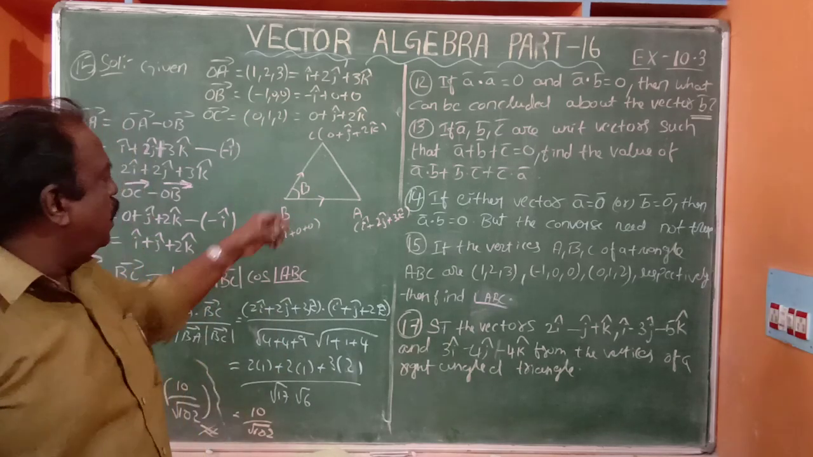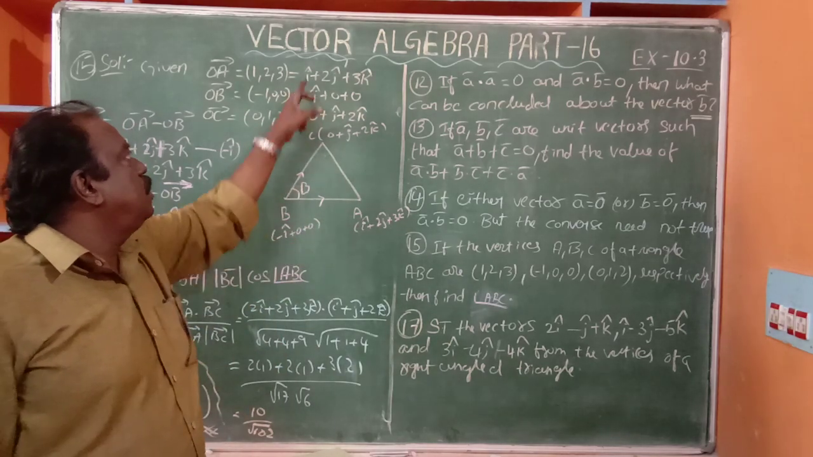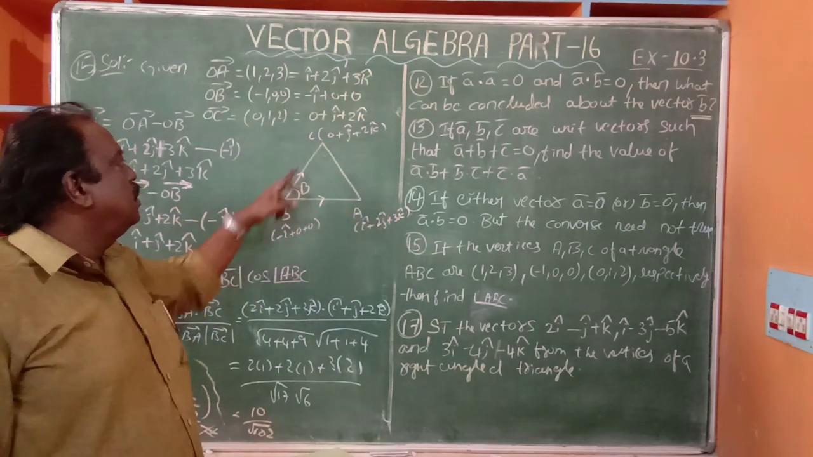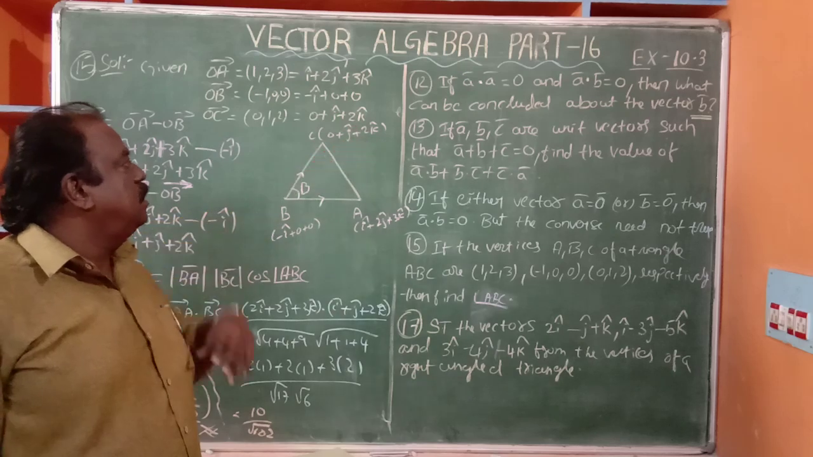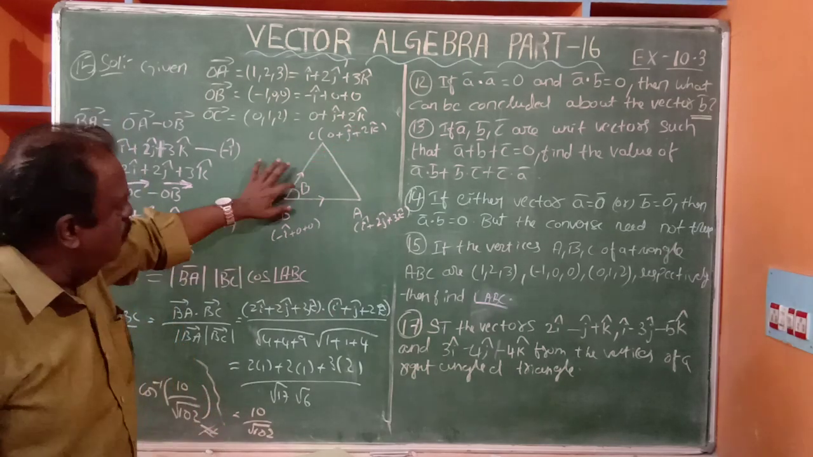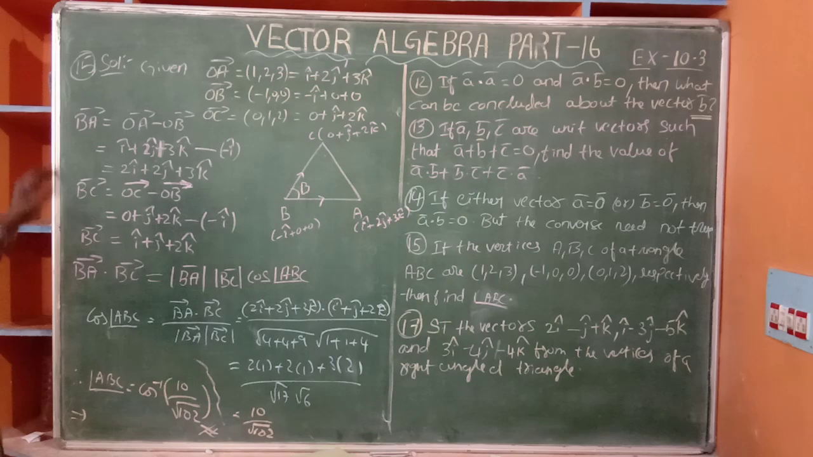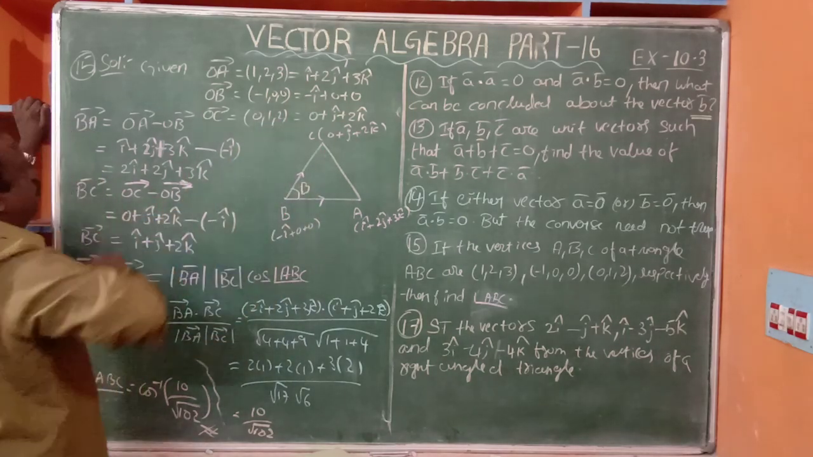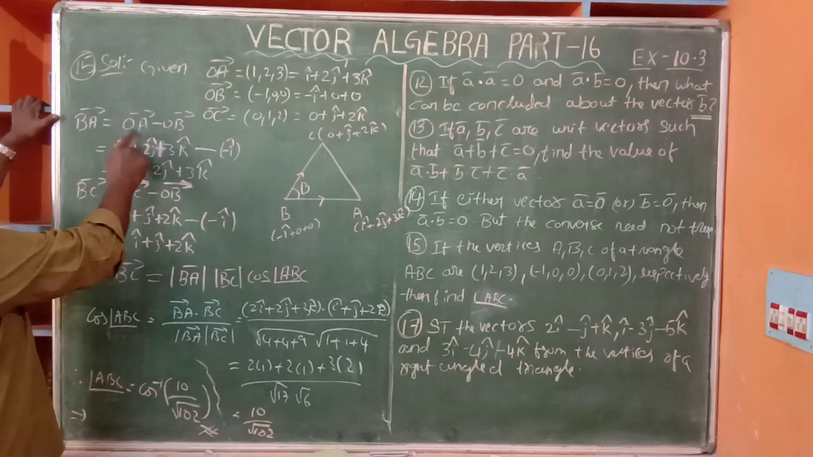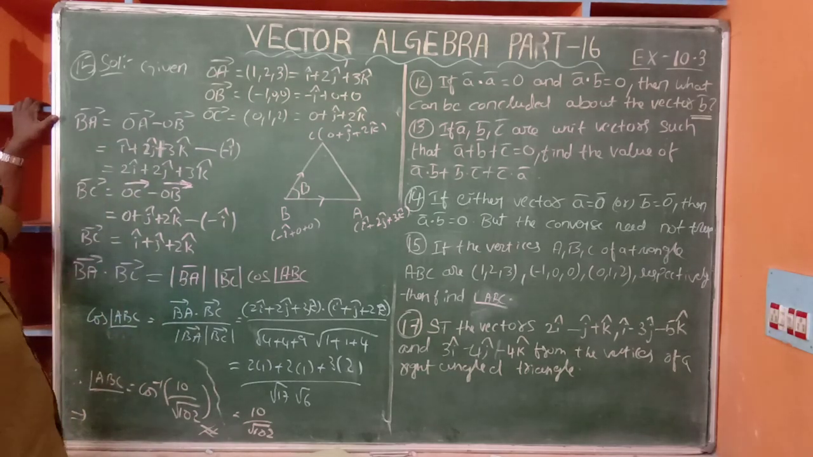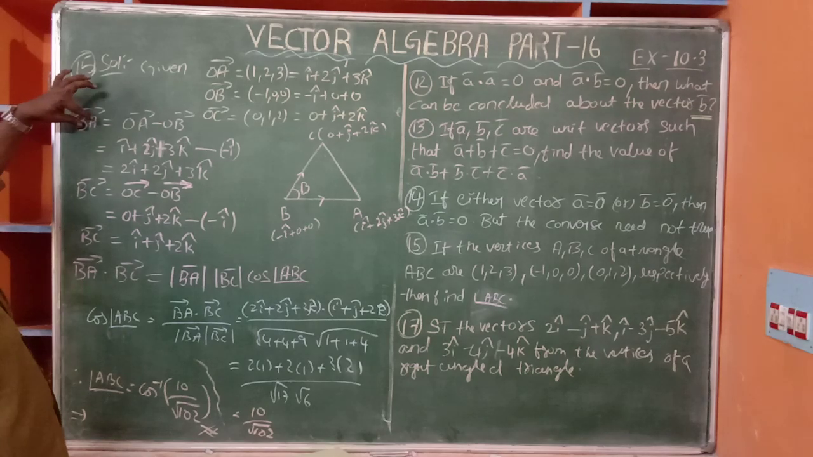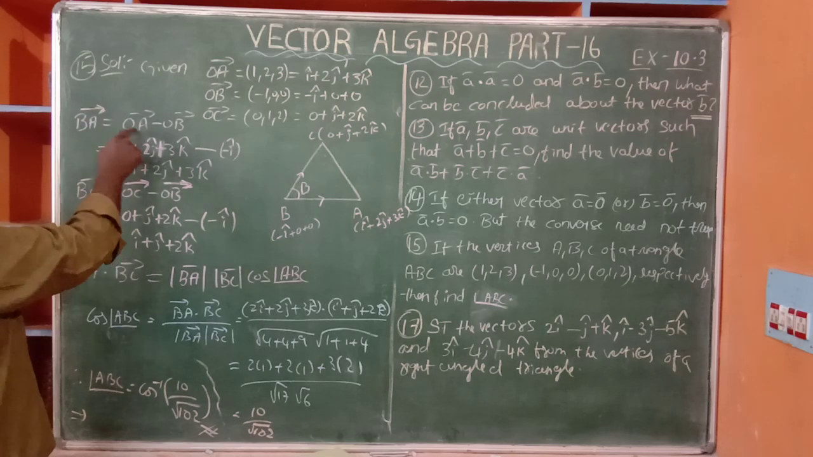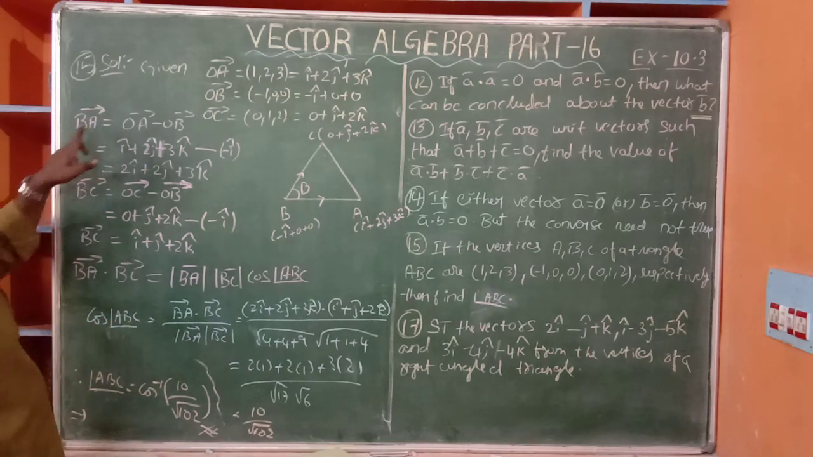Now the diagram: A is I plus 2J plus 3K, B is minus I only, C is 0 plus J plus 2K. We are asked to find angle B only, so we need to find BA bar and BC bar. BA bar means OA bar minus OB bar. Already we know it, BA bar is a free vector. Any free vector can be expressed as the difference of the position vectors of its terminal and initial points.